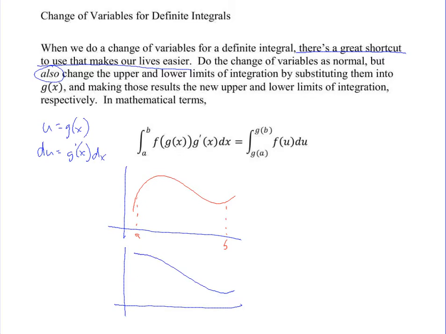So if I integrate from G at A, maybe that's right there, and G at B, maybe that's right there, then this area right here is exactly the same as this area right here. That's why I'm able to do this. So all we're doing by making f of u du is taking this thing and turning it into something equivalent at these limits. That's all it is. So if you want to do it this way, you certainly can. It's a definite time saver.